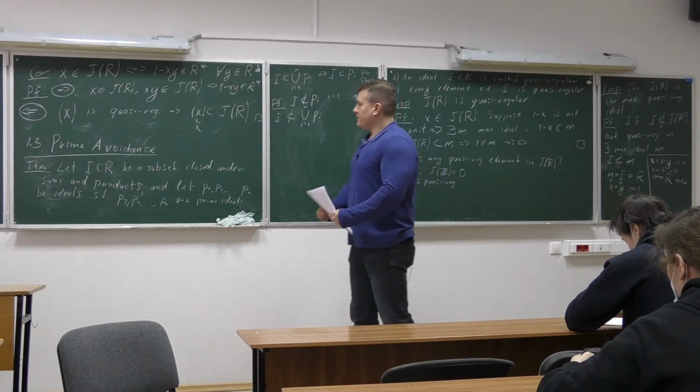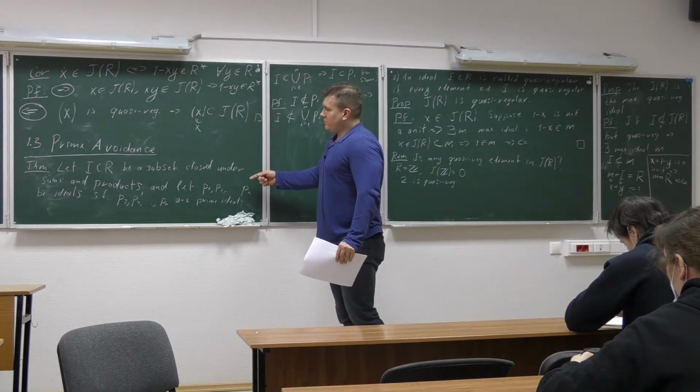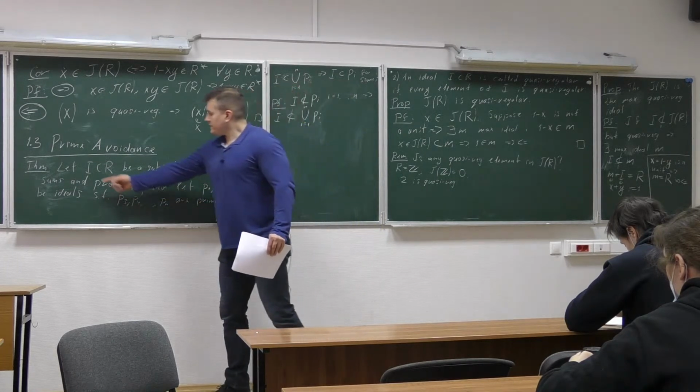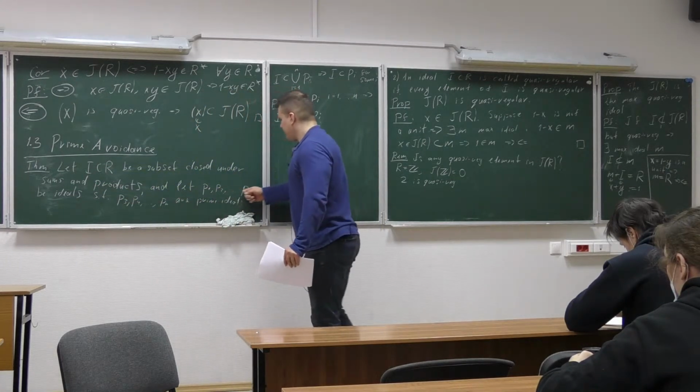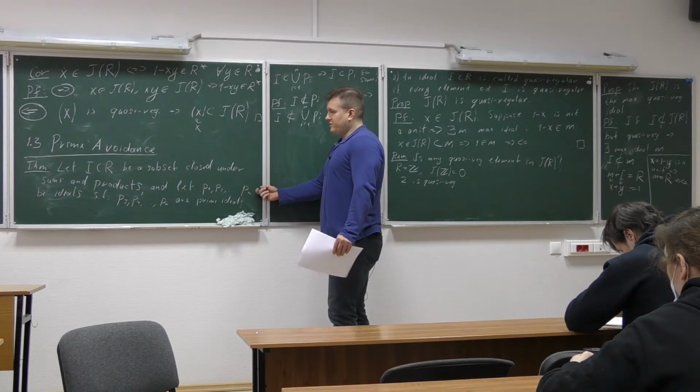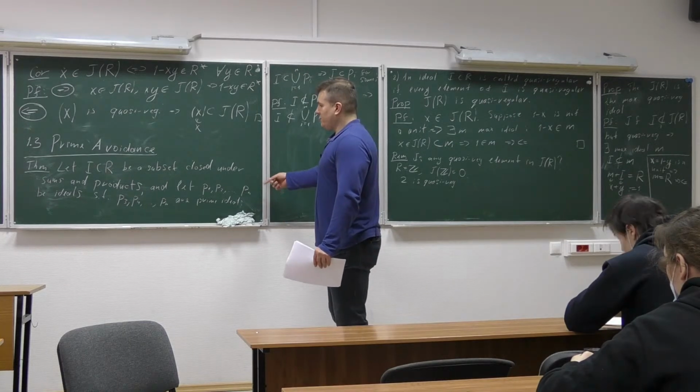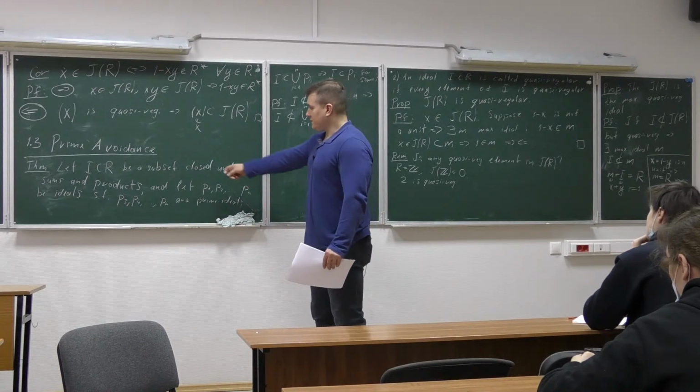Sometimes you can find a statement of this theorem a little bit weaker, saying that I is an ideal and all these P are prime ideals. So clearly this is a weaker statement, but I don't need these conditions in the proof, so what I need in the proof I stated here.